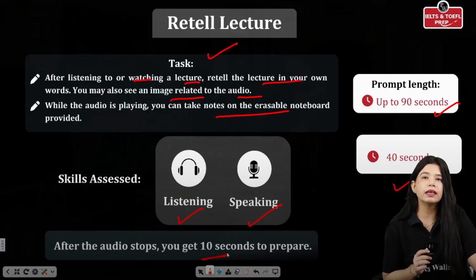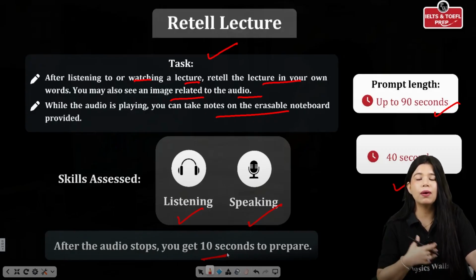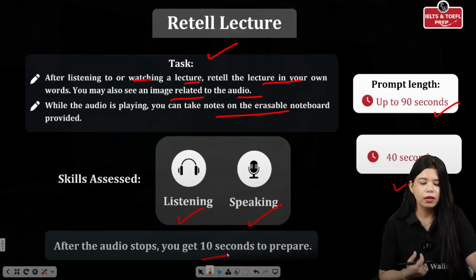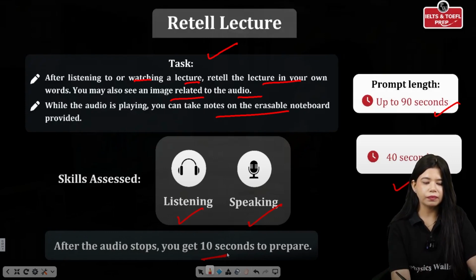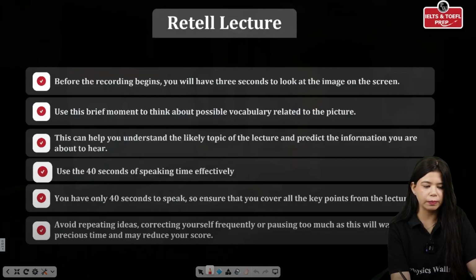In these 10 seconds, take a good look at your notes and see how you want to organize those notes. So I believe if you use the time nicely, if you understand the lecture very nicely when it is being played, take down your notes and then use those 10 seconds nicely, then it should not be difficult to retell that lecture in the given 40 seconds. Let's understand a few more things about it.